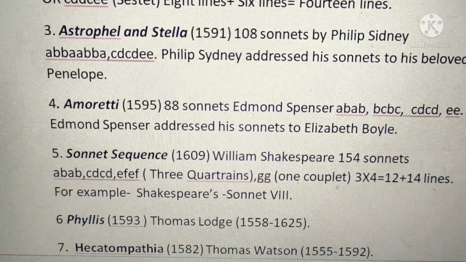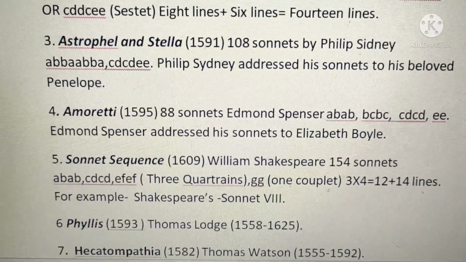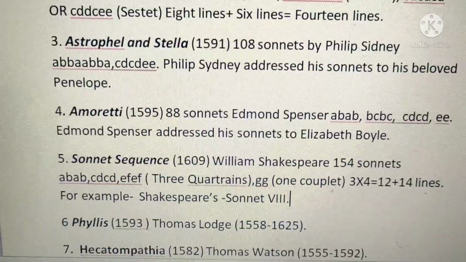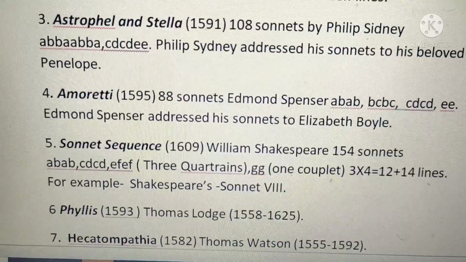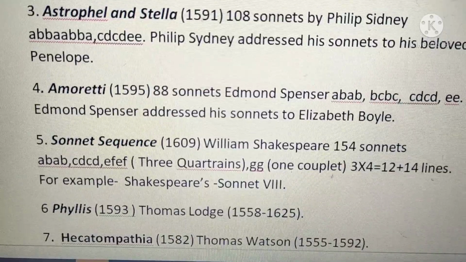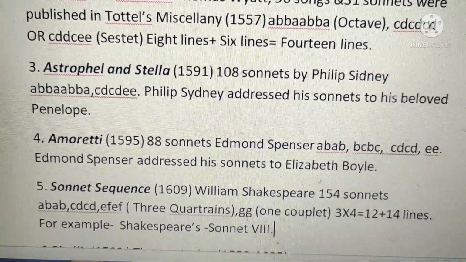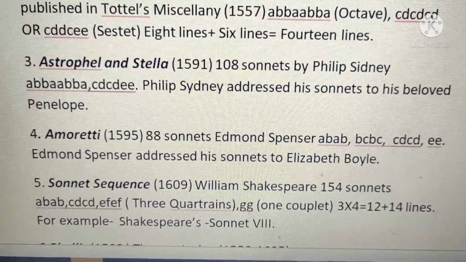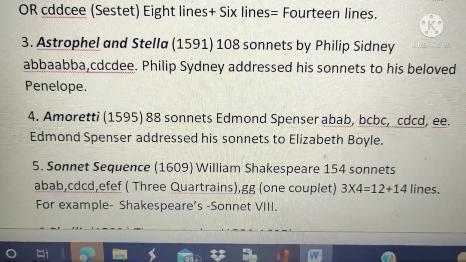Then William Shakespeare is known for his 154 sonnets. This is a very important question for those who are preparing for competitive exams. The rhyme scheme of the Shakespearean sonnet is AB, AB, CD, CD, EF, EF and GG. So three quatrains are there with an ending couplet. A quatrain means a stanza of 4 lines.